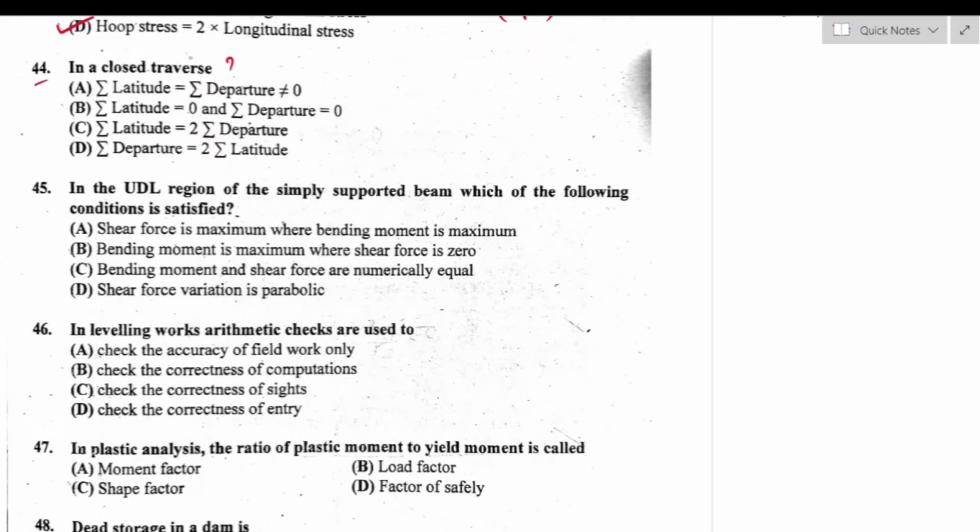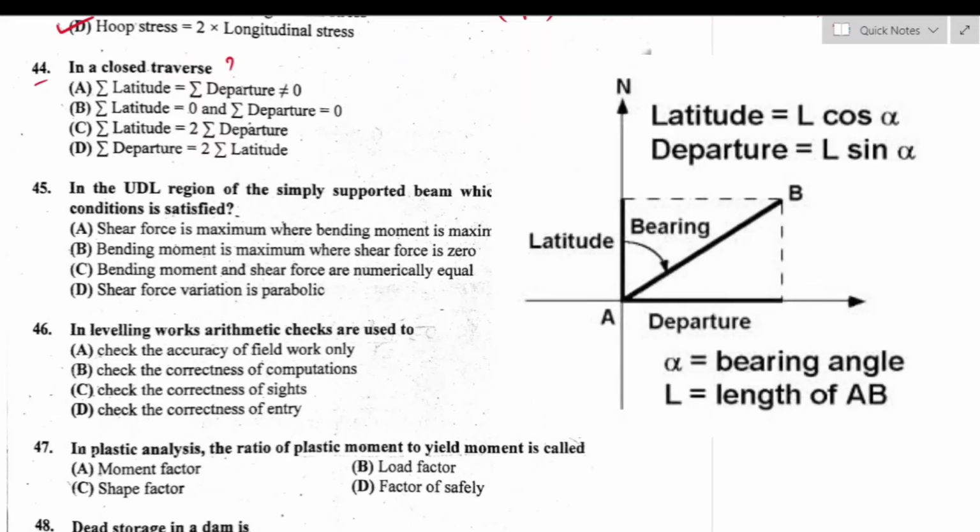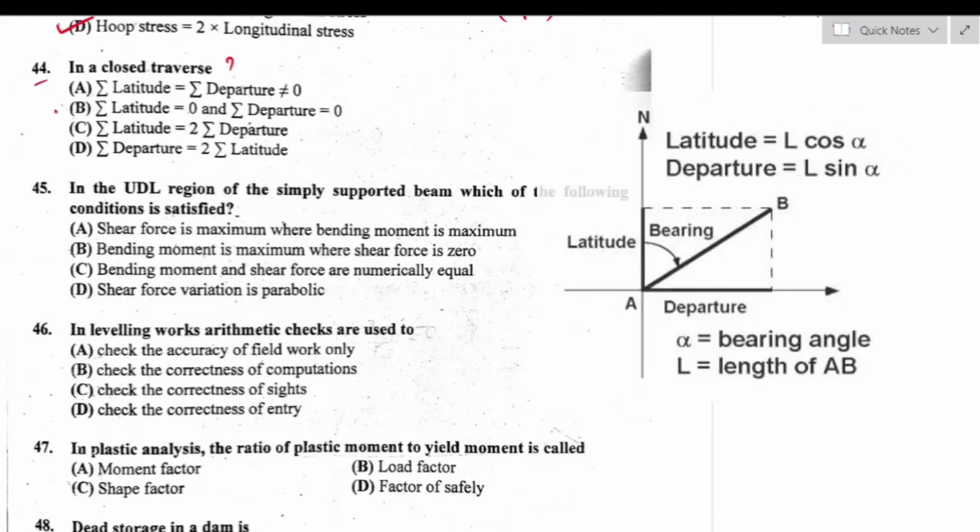In this following picture you can observe, for a segment AB, latitude is equal to L cos theta and departure is equal to L sin theta, and summation of latitude is equal to 0 and summation of departure is equal to 0. So the right answer is option B.